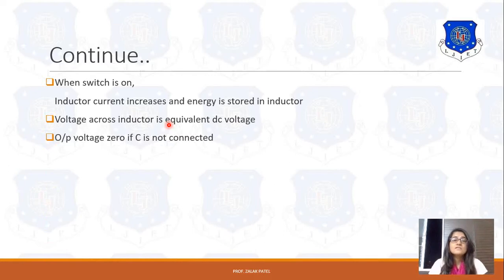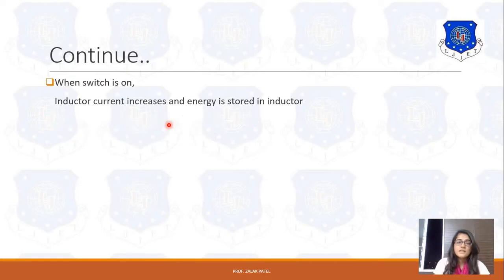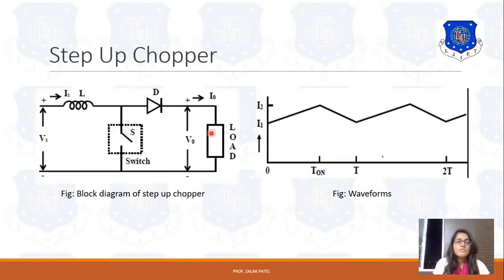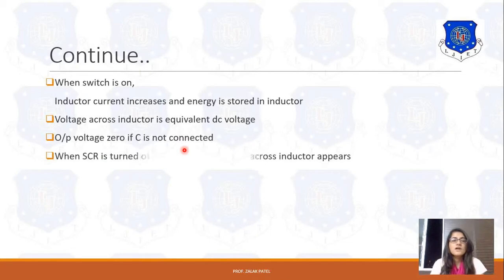Now consider when the capacitor is connected and when it is not connected. If you see this diagram, ideally the capacitor should be connected in this section across the load. If it is not connected, then ideally the voltage across it is 0, but if it is connected, then the voltage is L di by dt plus some voltage V. This voltage V can be of any value.